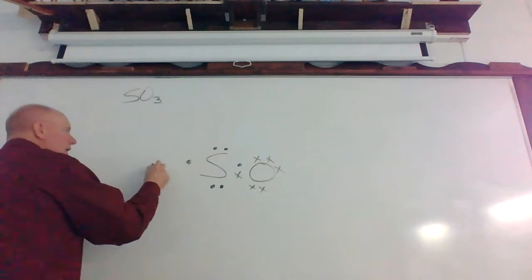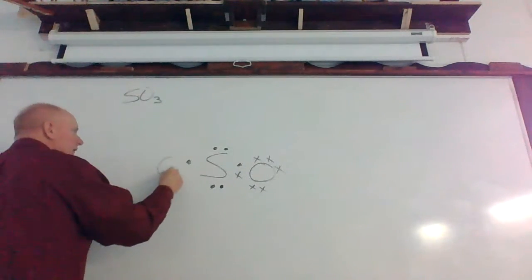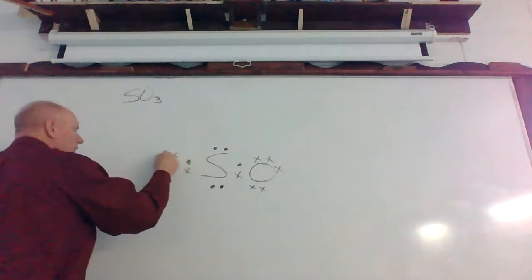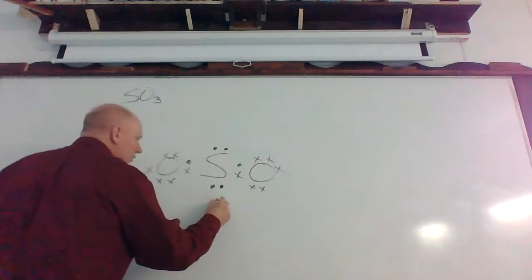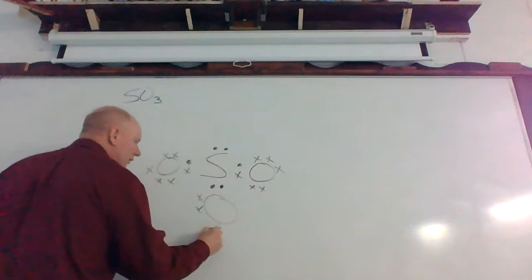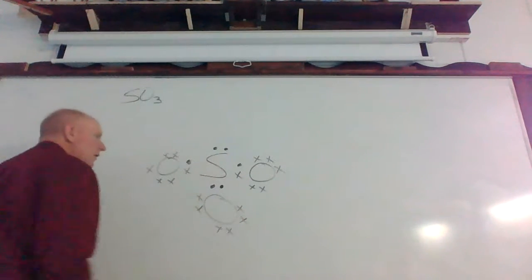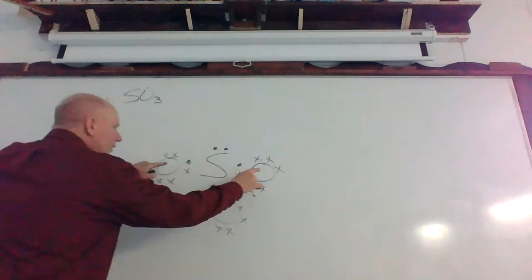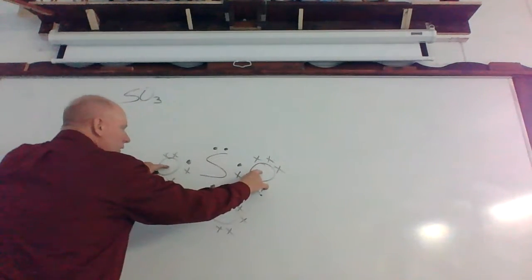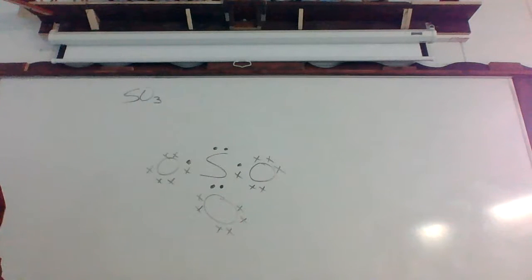Things really aren't working out like they should, are they? And then you can say you can do that coordinate covalent bond here. This is the only oxygen that's working out. Okay? But these two here are an electron short.